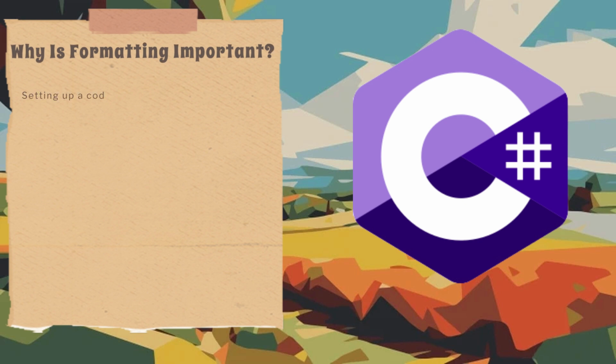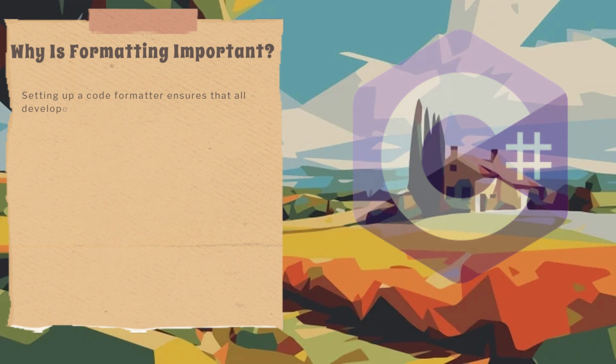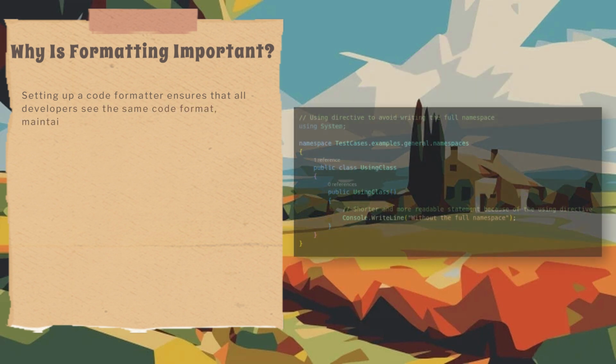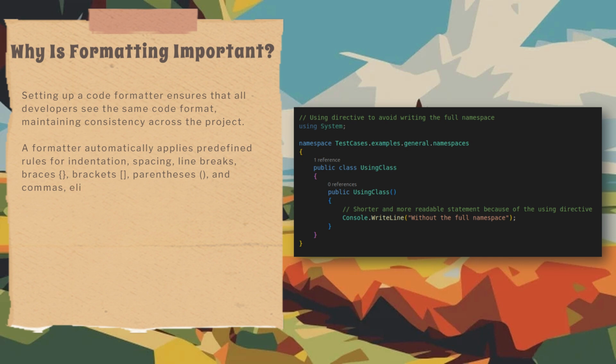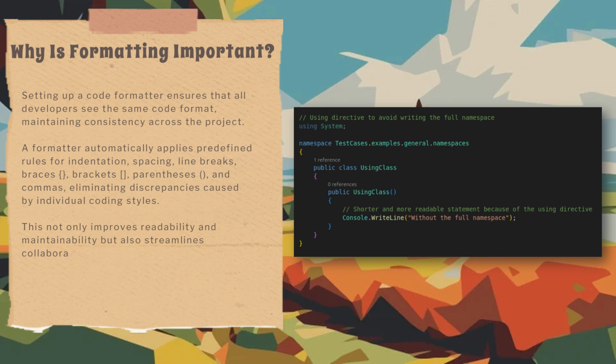Setting up a code formatter ensures that all developers see the same code format, maintaining consistency across the project. A formatter automatically applies predefined rules for indentation, spacing, line breaks, braces, brackets, parentheses, and commas, eliminating discrepancies caused by individual coding styles. This not only improves readability and maintainability, but also streamlines collaboration by preventing unnecessary formatting changes in version control systems, making diffs and merge conflicts easier to manage.